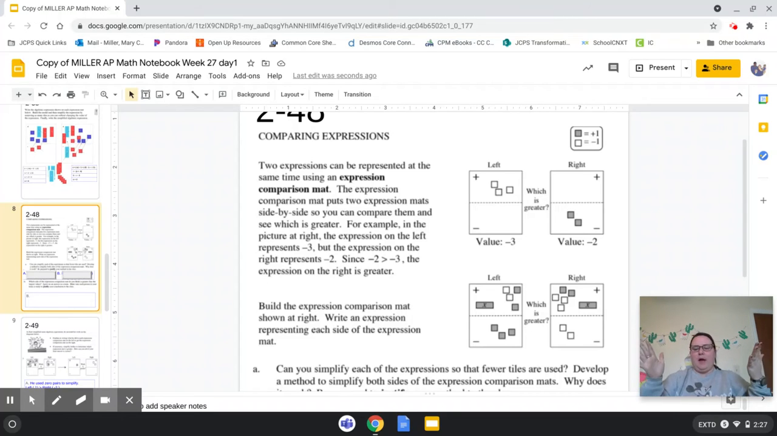Think about it on a number line. -2 is further to the right, and I don't know if this is mirrored or not, so I guess I shouldn't be doing left and right with my hands because that's just going to mess you up, but story of my life.